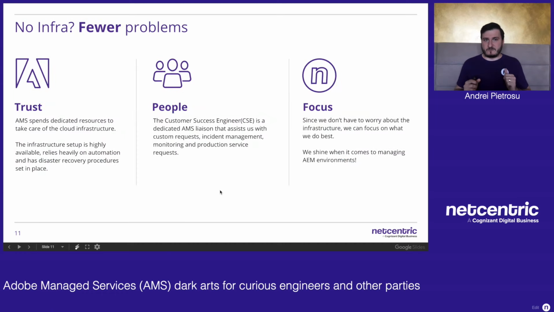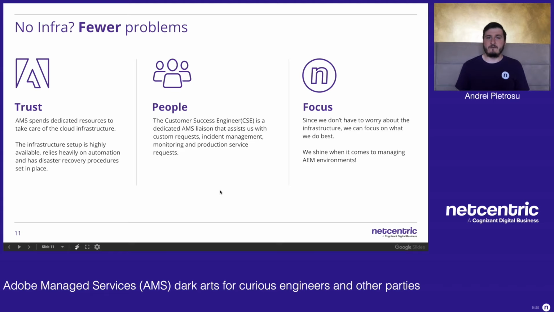Because, first of all, if you don't have any infra, you have a few advantages. First of all, you have trust, in the sense that you don't have to worry about the stability and well-being of your infrastructure, just because AMS has dedicated people and dedicated resources assigned to this. So the infrastructure is highly available and highly reliable, and it allows system engineers to focus on other aspects.